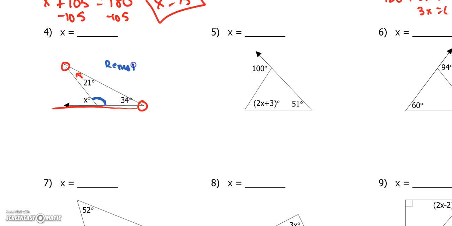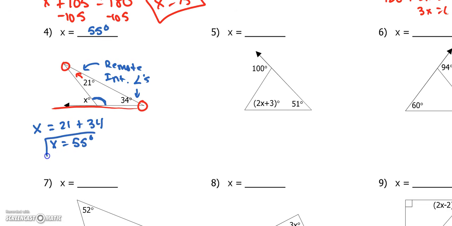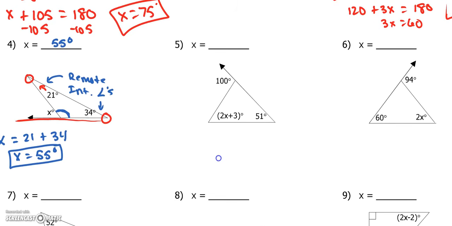So let me write that, remote interior angles. So 34 and 21. So I know that the measure of x has to equal the sum of those two remote interior angles. So that gets me x is equal to 55 degrees. So that's pretty cool, right? There's other ways you could find x, but that's the quickest way. So this gets a little trickier. Sometimes the triangle looks different.